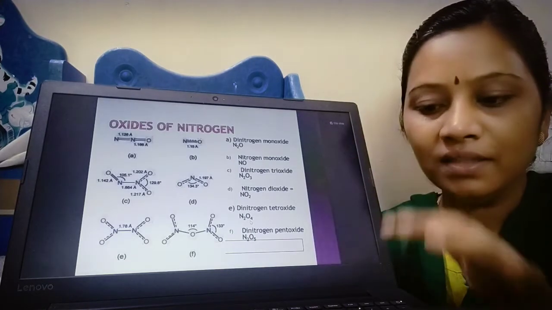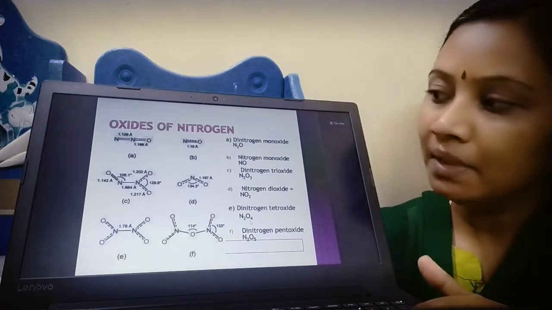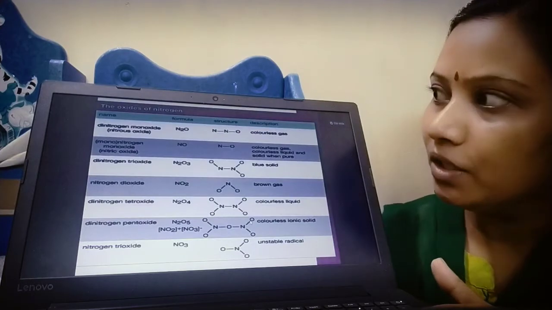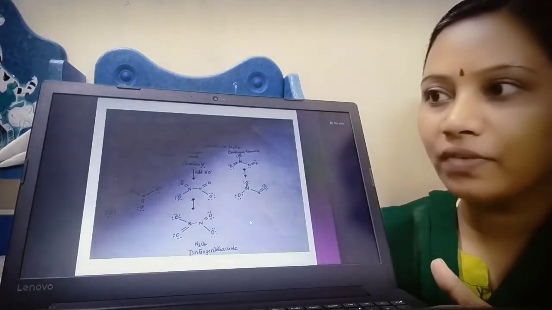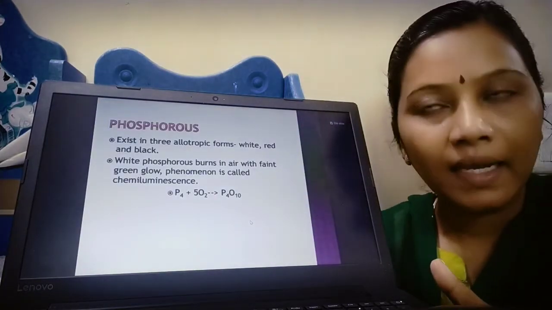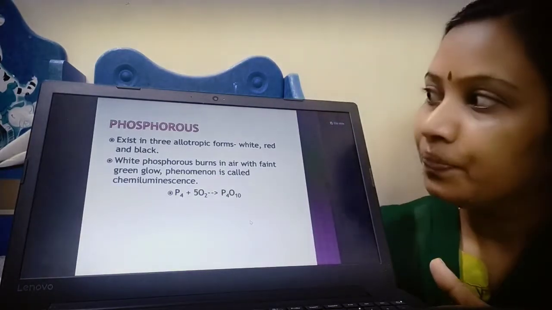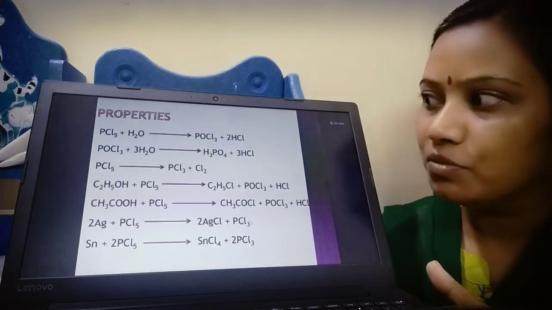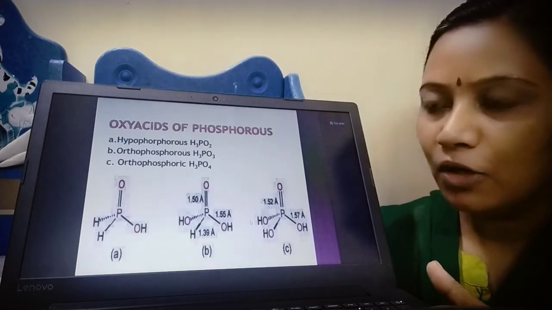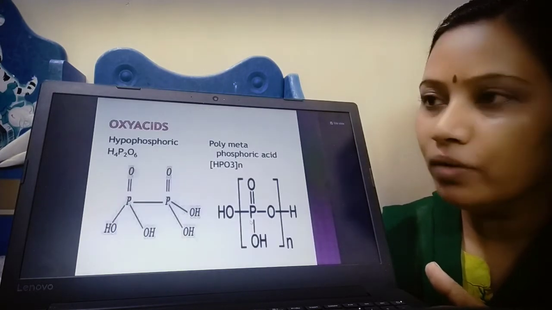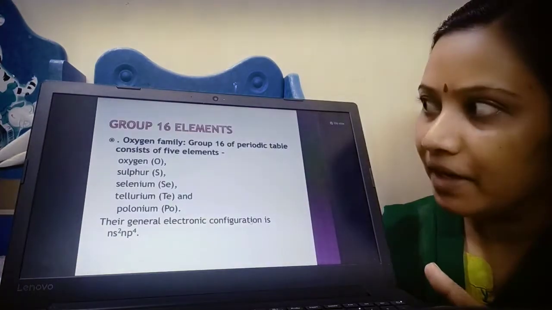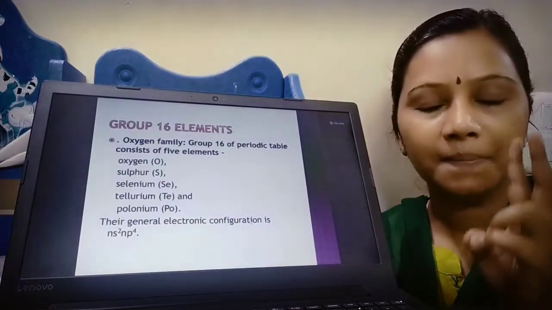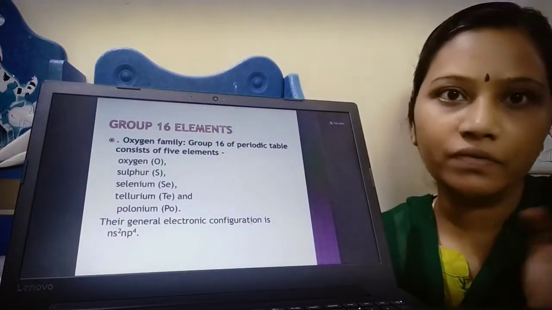Oxides of nitrogen, this part is not there for the final exam, but let me give a recap in the form of a tabular column. This I will be sending you in the form of notes. What are the oxides of nitrogen, like NO, NO2 and so on. Phosphorus is also not there. This also I am going to provide in a tabular column, children. So we have 2 allotropic forms of phosphorus. As you all know, it is PCl3, PCl5. This I will be sending in the form of a tabular column. These two topics, that is phosphorus and oxides of nitrogen.